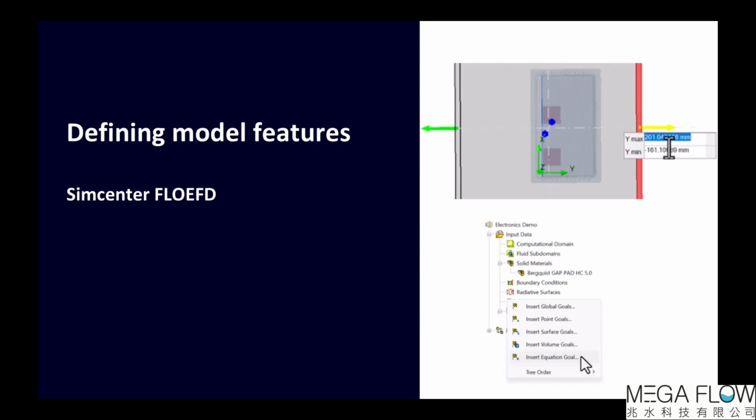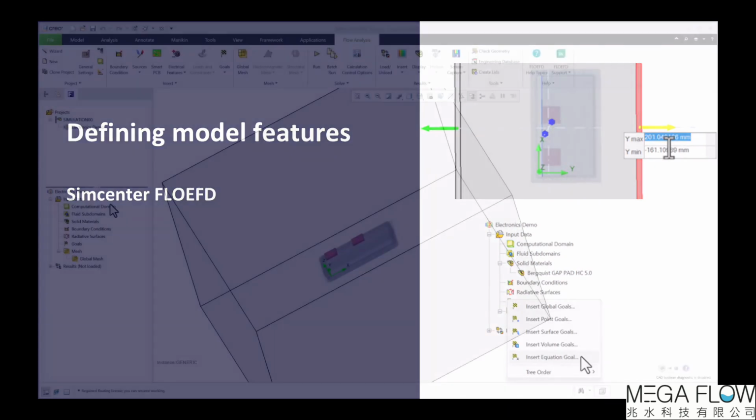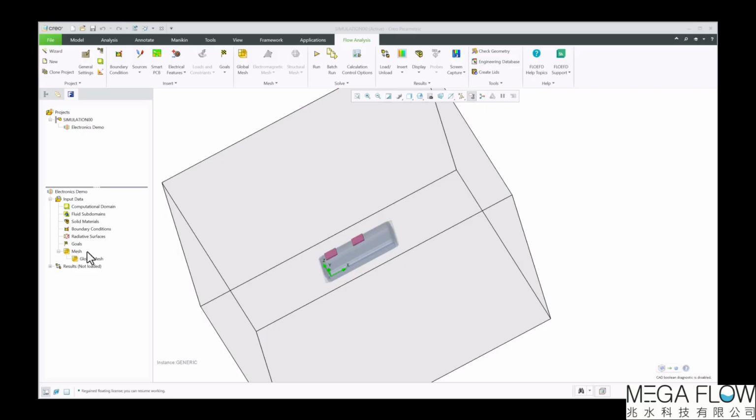Let's now fill in the input data for this simulation. You can go from any order. You can start with mesh or boundary conditions. I just like to work from top to bottom. So let's start with the computational domain.